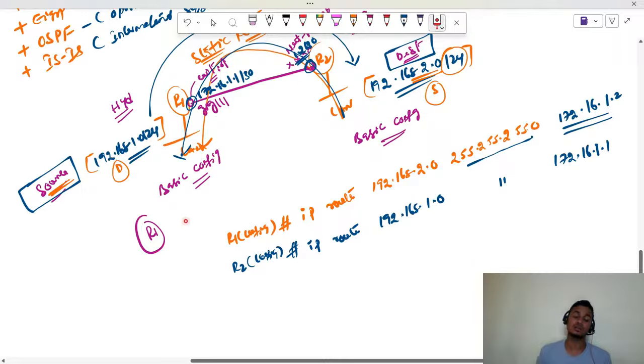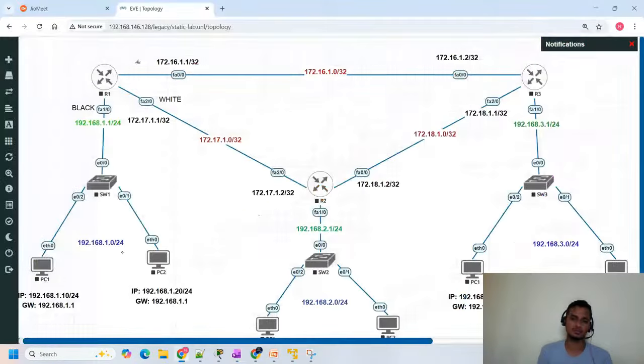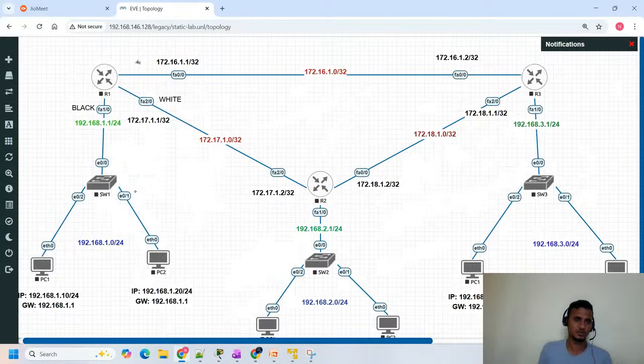We also discussed the advantages and disadvantages of static routes. If you want to do the lab, I can perform it, or else I already uploaded the lab on my YouTube channel. If you want to go through that, that is also fine, guys.